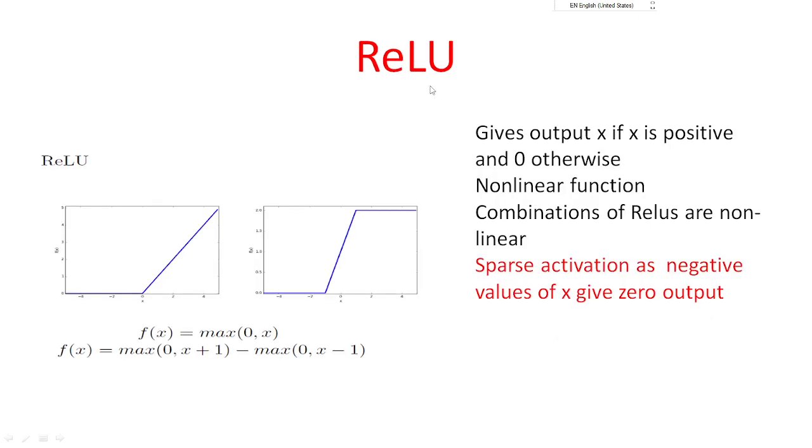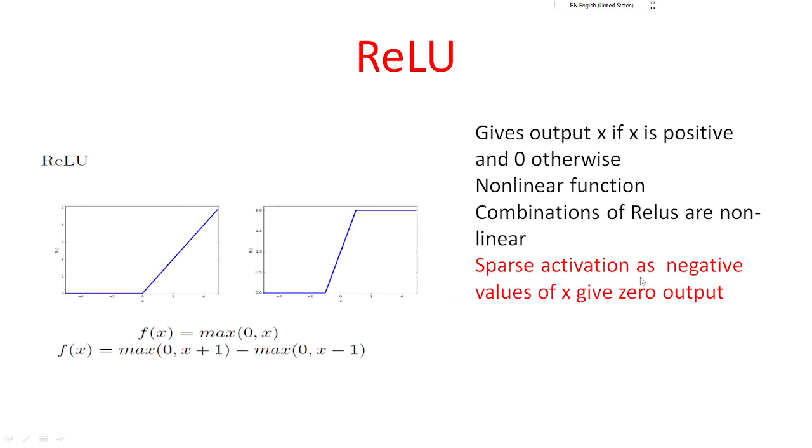ReLU stands for rectified linear unit. You can see here, f of x is the maximum of 0 comma x. If x is positive, the output will follow the input. If it is negative, the output will always be 0. That is the maximum of 0 comma x. When the input is positive it follows the input, just like linear, but overall this is a non-linear function. On the positive side it looks linear, but overall it is non-linear. It gives output if x is positive and 0 otherwise. A combination of ReLUs is also a non-linear function.